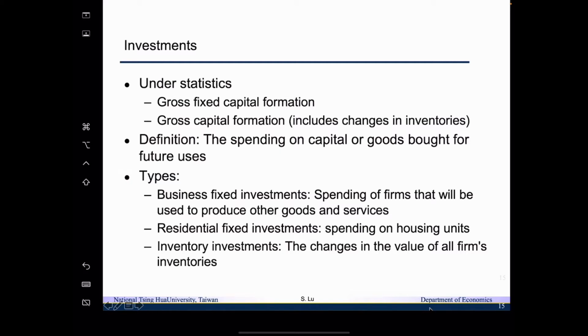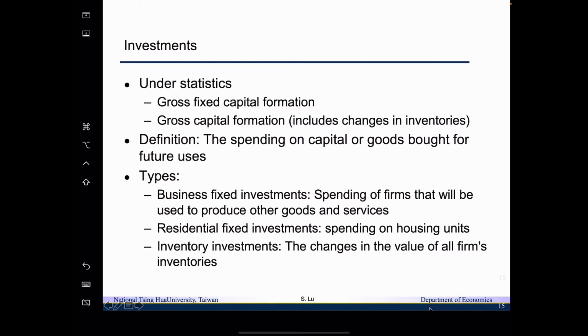So now let's move on to look at the detail of investment. There are 3 types of investments. One is the business fixed investment, which includes the spending of the firms that will be used to produce other goods and services. So it can be machines, it can be equipment, which includes the transportation equipment and others. And it also can include software or intellectual property products, for example, R&D and the patents that you purchased. So that's about the business fixed investment.